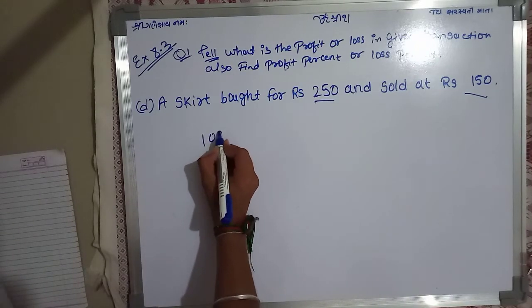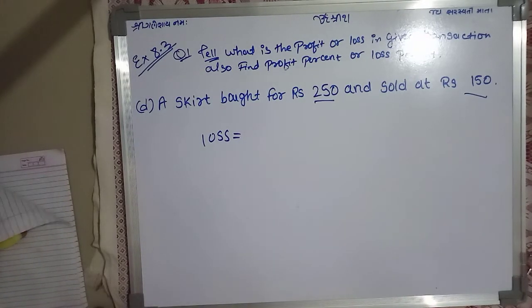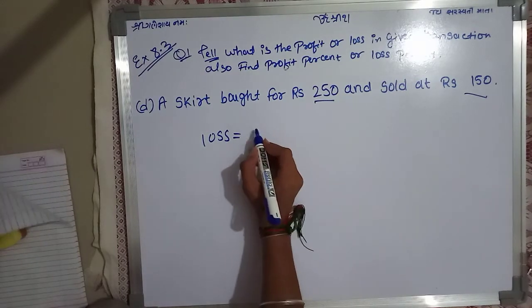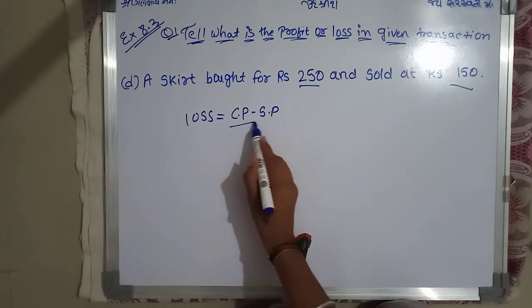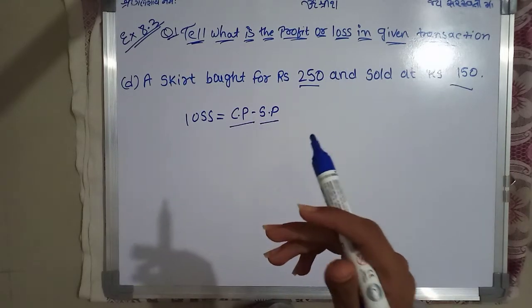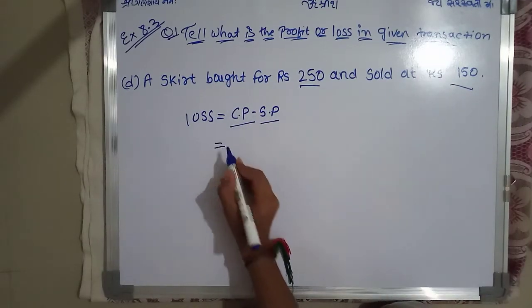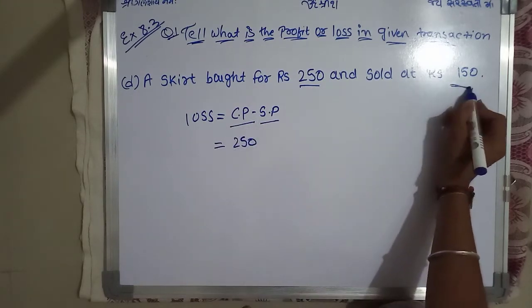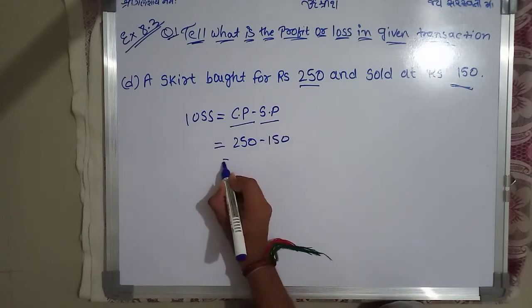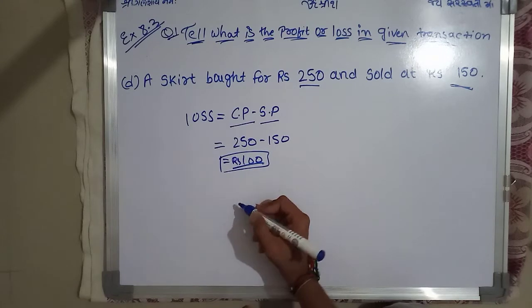So what is the loss? Loss is the cost price minus selling price. Okay, this is the formula of loss. In loss it is CP minus SP, but in profit we write the formula SP minus CP. What is the CP? Cost price 250 and what is SP? 150. So what is the answer? 250 minus 150, 100 rupees. The loss we undergo is 100 rupees.